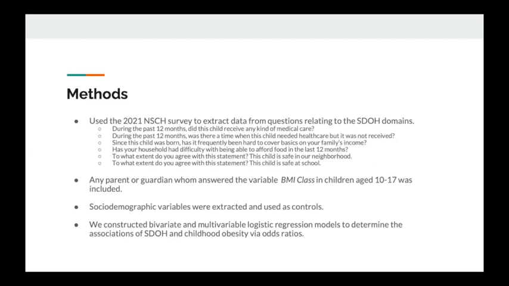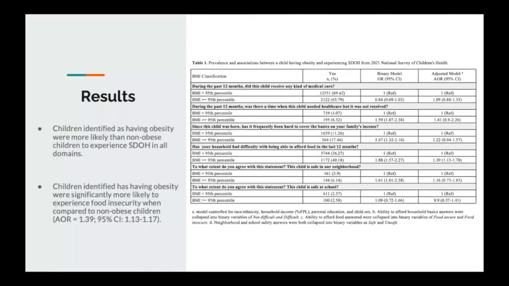We then constructed bivariate and multivariable regression models to determine associations of the social determinants of health and childhood obesity via odds ratios. We found that children identified as having obesity were more likely to experience social determinants of health in all domains. However, after controlling for all socio-demographic variables, food insecurity was the only social determinant domain to remain statistically significant, with children having obesity being 1.39 times more likely to experience food insecurity compared to non-obese children.